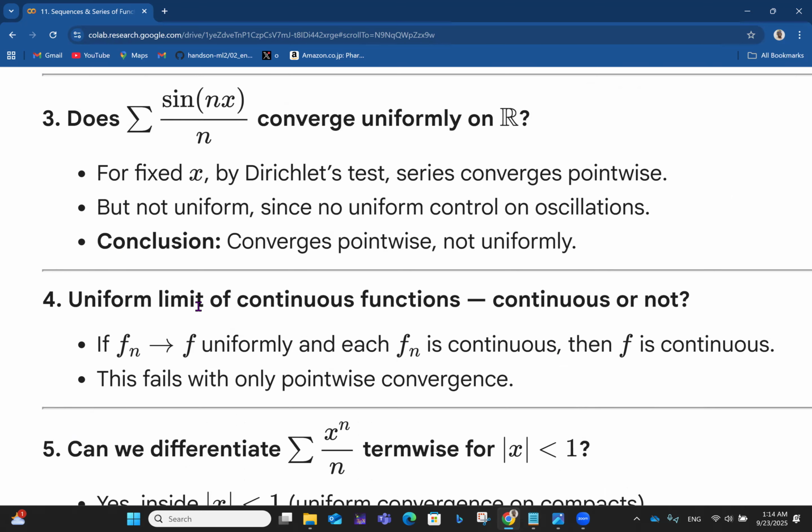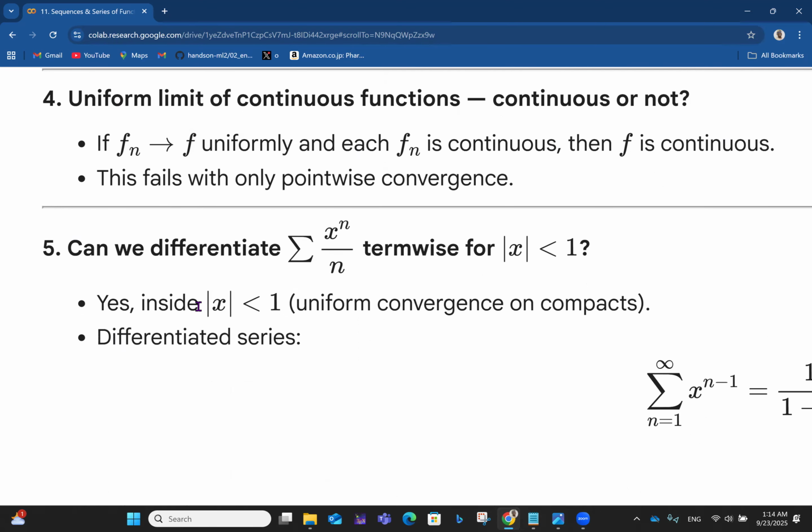Then you also have uniform limits of continuous functions. If fn approaches f uniformly and each fn is continuous, then f is continuous. That's one of the first things we started with. So this fails with only pointwise convergence.